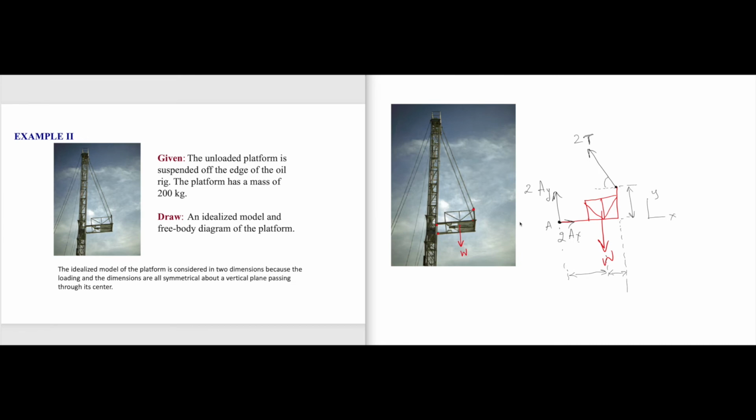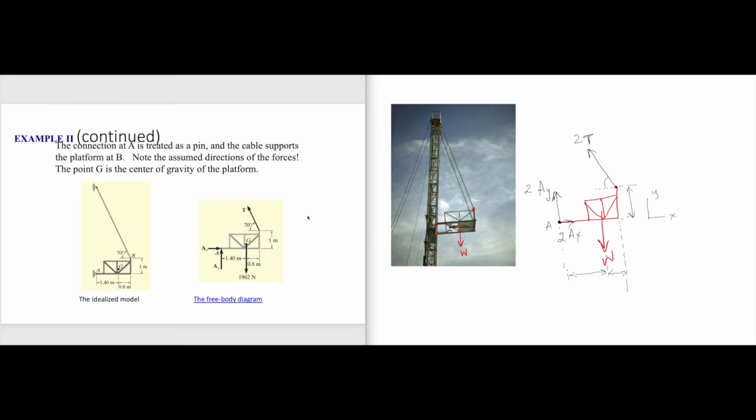Okay, then you see the free body diagram is given on the right. That's how we have to draw the free body diagram. Now, once we draw the free body diagram, what we do is we calculate the values of AX, AY, and the tension. So three unknowns can be solved.